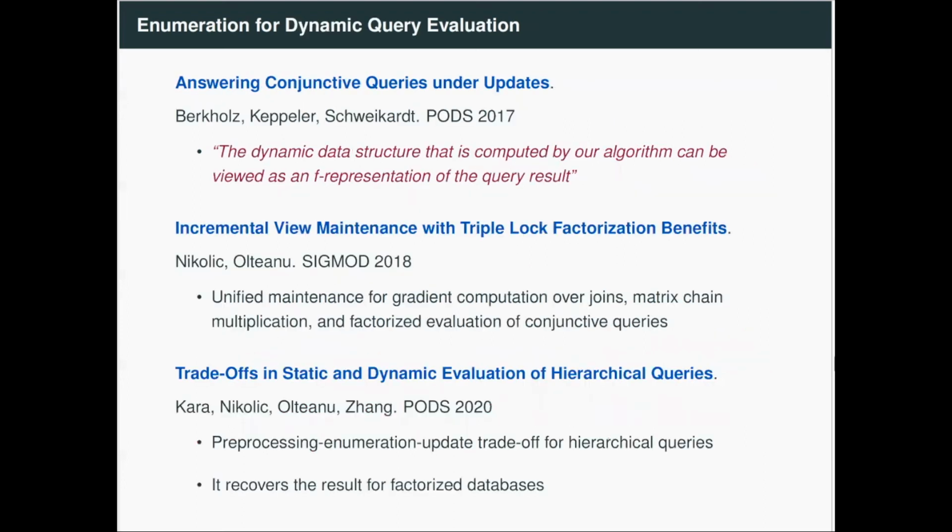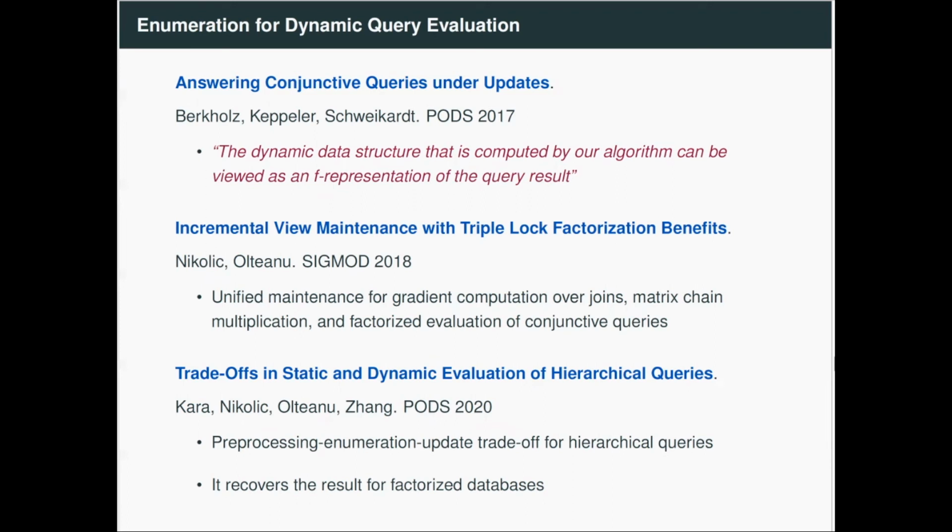In the dynamic case, Bergholz, Keppeler, and Schweikart give a dichotomy for dynamic query evaluation. They state that a specific class of conjunctive queries called Q-hierarchical is the maximal class that admits single tuple updates, that is both inserts and deletes, with constant update time and constant enumeration delay. All other conjunctive queries cannot achieve both these constant times.